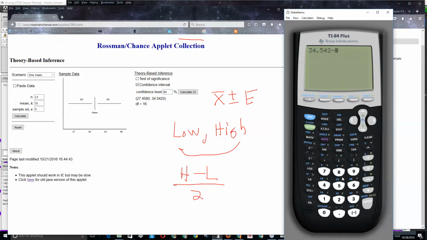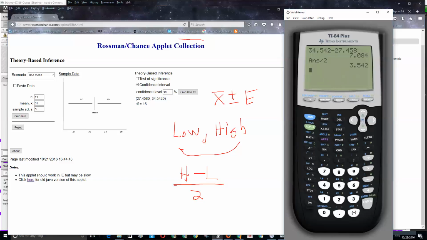34.5420 minus 27.4580, which I'm not going to type in. So that's how far apart the low and the high is. And remember, that's 2 standard deviations. So I'm going to divide that by 2, and that tells me that my margin of error is 3.5.